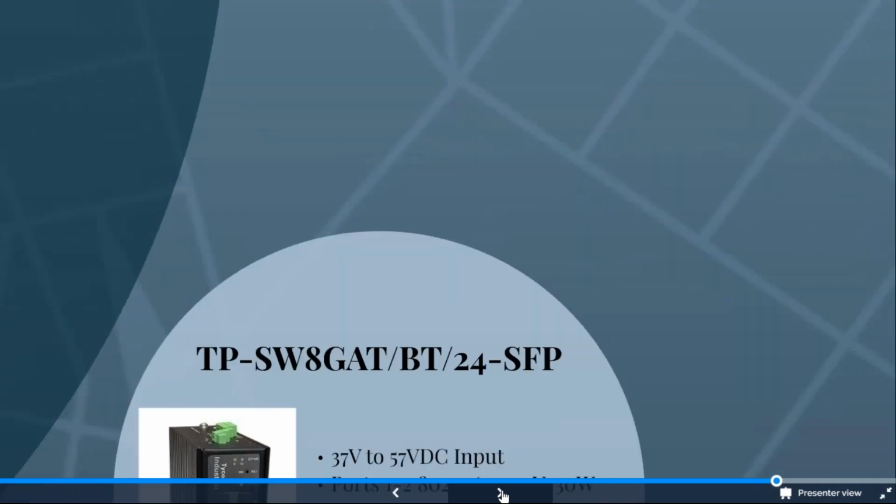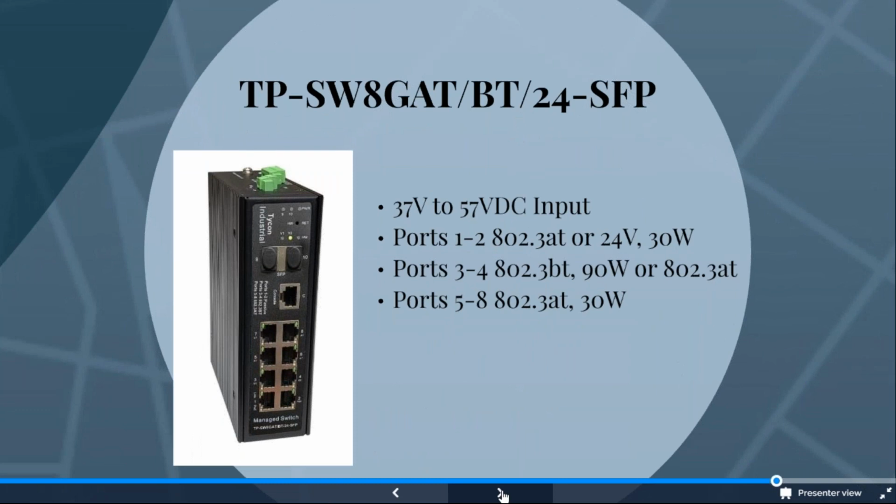And then our next switch is our SW8G-AT-BT24. Obviously it still comes with that SFP. So again, all of our managed switches require that 48 volt input to provide the PoE out, but now you can configure ports 1 and 2 at 802.3 AT or 24 volt passive. Ports 3 and 4 can be configured to 802.3 BT at 90 watts or 802.3 AT at 30 watts. And then ports 5 through 8, you can have 802.3 AT. So it gives you a good combination.